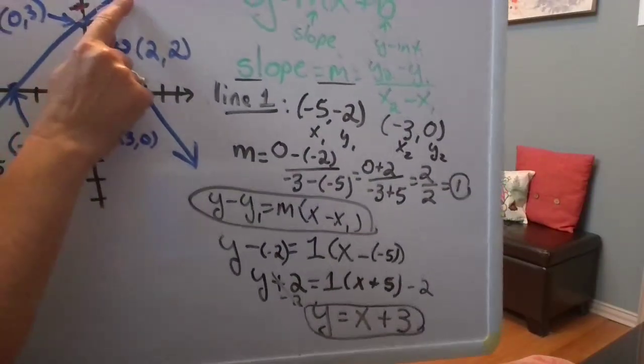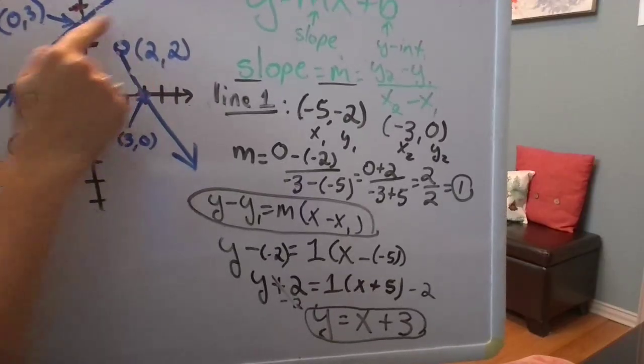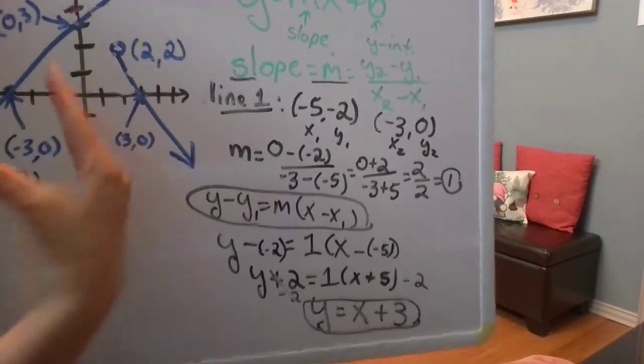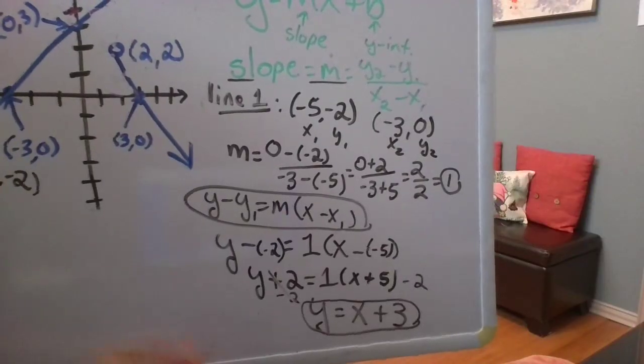And our restrictions, remember, closed dots get a line underneath. So this would be less than or equal to. Open circles just get a greater than or less than sign. No line underneath.